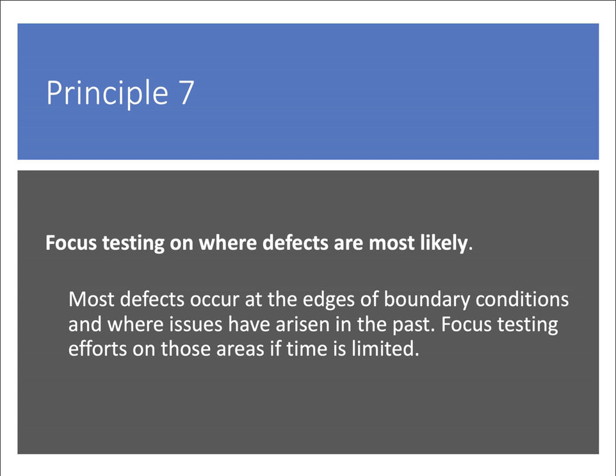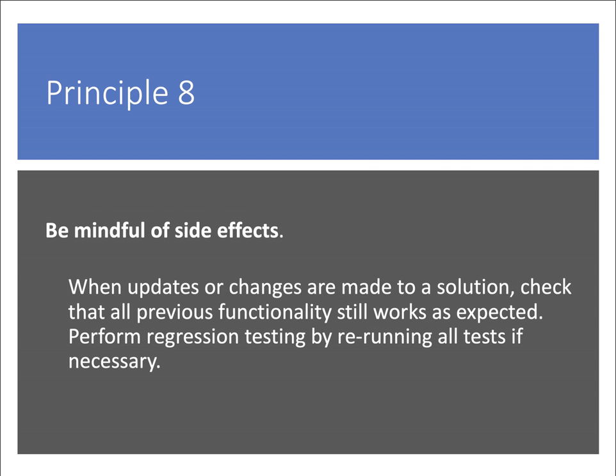Principle 7, focus testing on where defects are most likely. Now, defects are most likely at the edges of boundary conditions and where issues have arisen in the past. Therefore, focusing testing on those areas is most critical and most fruitful if time is limited. Of course, it doesn't mean that you're not going to find defects or issues somewhere else, but if you have limited time, focus on those areas where it's most likely.